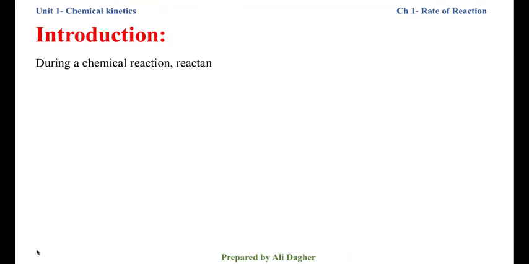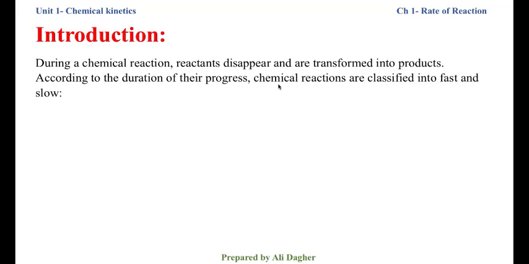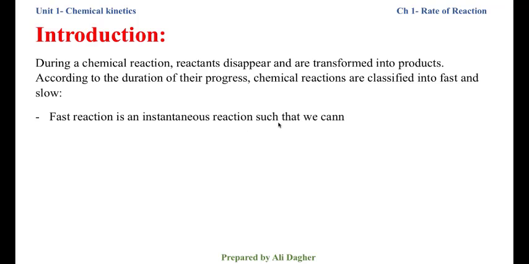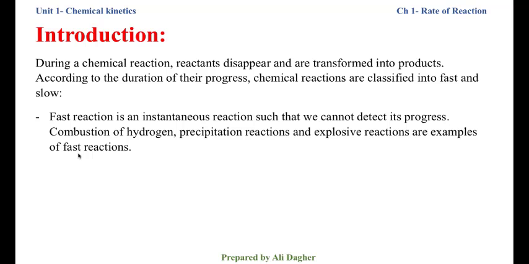Introduction. During a chemical reaction, reactants disappear and are transformed into products. According to the duration of the progress, chemical reactions are classified into fast and slow. A fast reaction is an instantaneous reaction such that we cannot detect its progress. Combustion of hydrogen, precipitation reactions, and explosive reactions are examples of fast reactions.